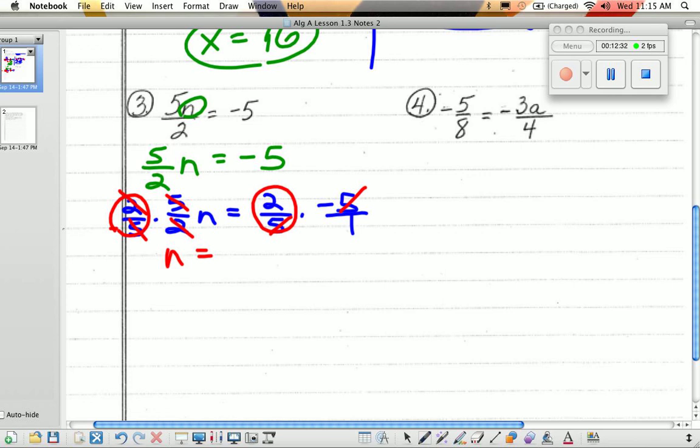Okay, so now we say to ourselves, a positive times a negative is a negative. 2 times, well, this is like a 1 up here, isn't it? 2 times a 1 is 2, and 1 times a 1 is 1, so n equals -2. Okay, any questions about that one?